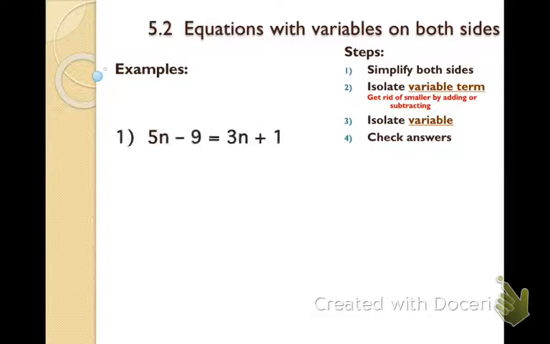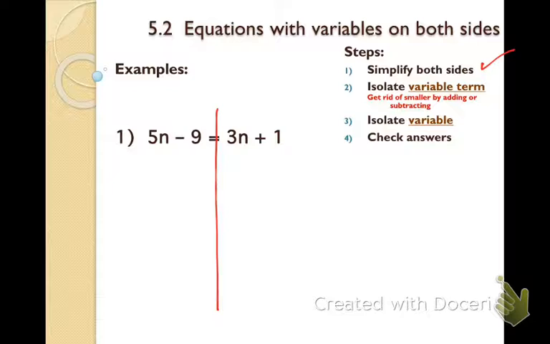Okay, first example. So you can see I have a variable on both sides. So I go through my steps. Step 1, simplify both sides. Well, the left side, 5n minus 9, is already simplified. The right side, 3n plus 1, already simplified. So check. First step's already done for us.